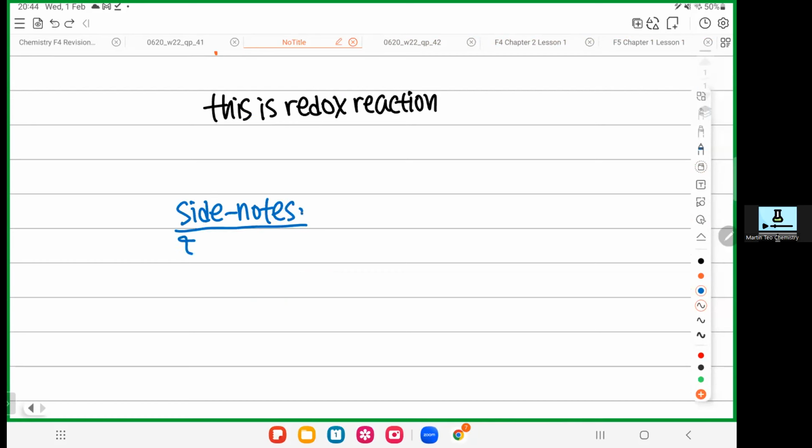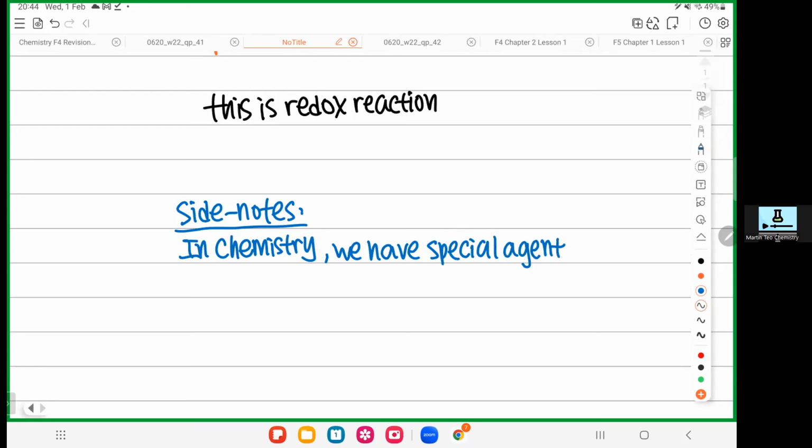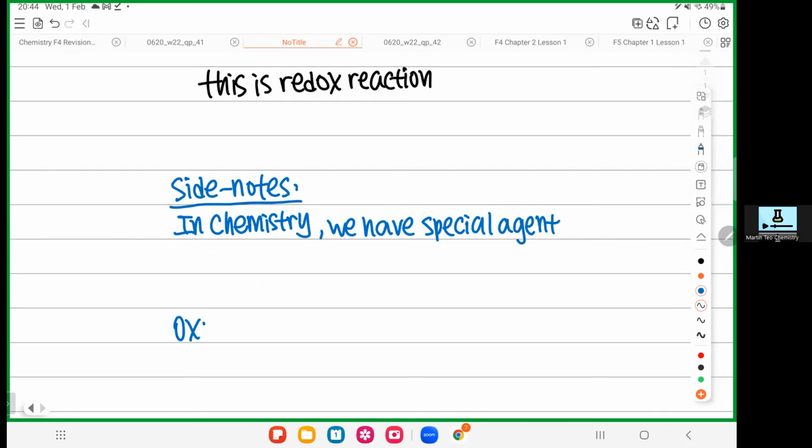So in chemistry, we have some super agents, some special agents. When you watch some movie, you can have 007, those secret agents, isn't it? So chemistry also has some secret agents. You have two agents, listen carefully. The first agent is called the oxidizing agent. The second agent is called the reducing agent.